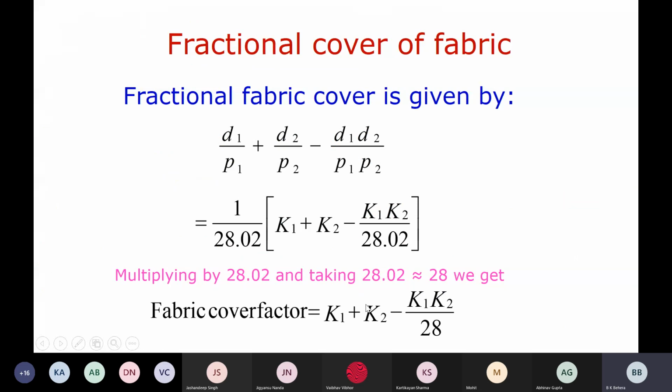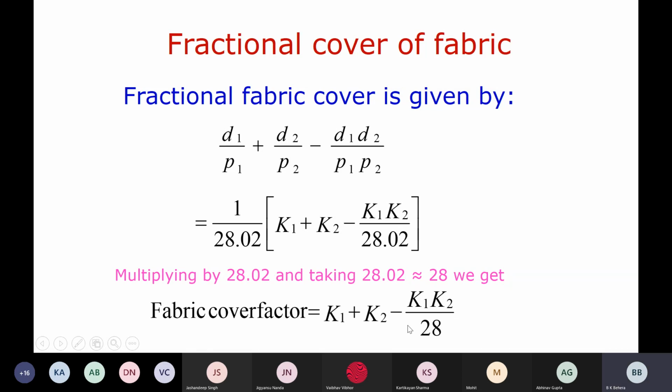But remember this now. D1 upon P1 is equal to K1, D2 upon P2 is equal to K2, and this D formula is used taking a general equation I have already given you, that D is equal to 1 upon 28 under root count. That factor comes from the diameter. So this is the formula for fractional fabric cover, and multiplying by 28, taking 28.02 as approximately 28, we get the fabric cover factor. Remember, this is fractional cover, but this is cover factor.